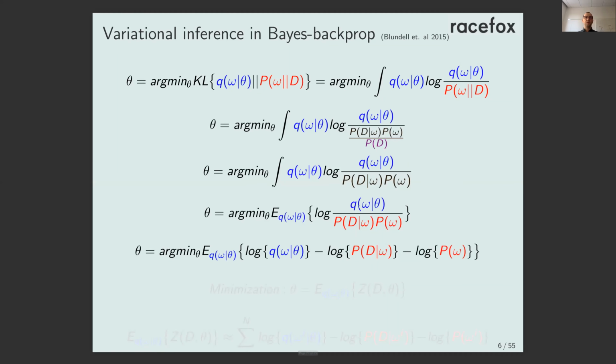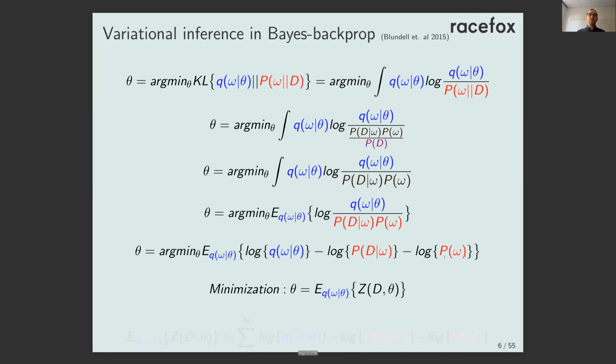So the overall expectation could be broken down into the likelihood of the variational parameter multiplied with the log likelihood, subtracted by the log likelihood of the data given the network parameter, minus the likelihood of the prior. And this is something that has to be a really educated guess.